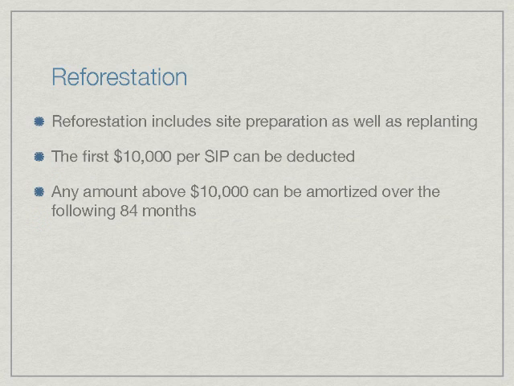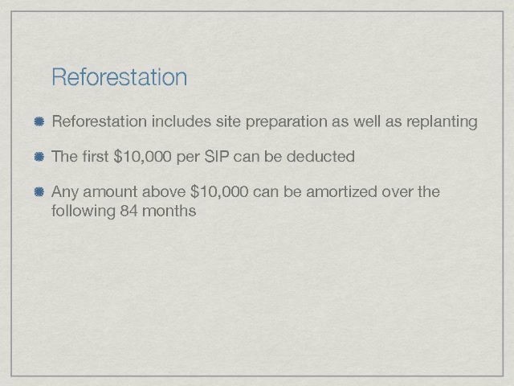Another somewhat recent change, October 22, 2004, is the opportunity to expense the cost of stand establishment. Reforestation includes site preparation as well as replanting. Up to $10,000 may be expensed for any taxable year with respect to each qualified timber property. For example, if two 40-acre tracts were harvested and they were separate depletion blocks, then $20,000 could be expensed, $10,000 for each of the properties. Any amount over $10,000 can be amortized over the following 84 months.